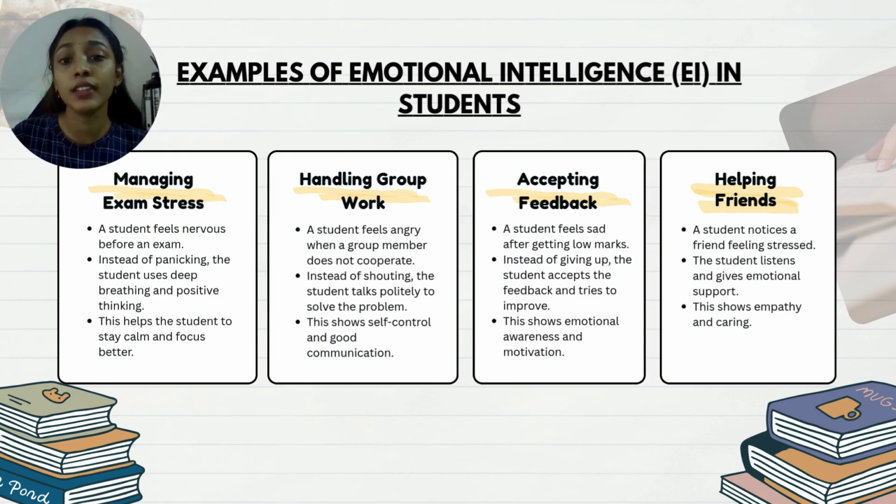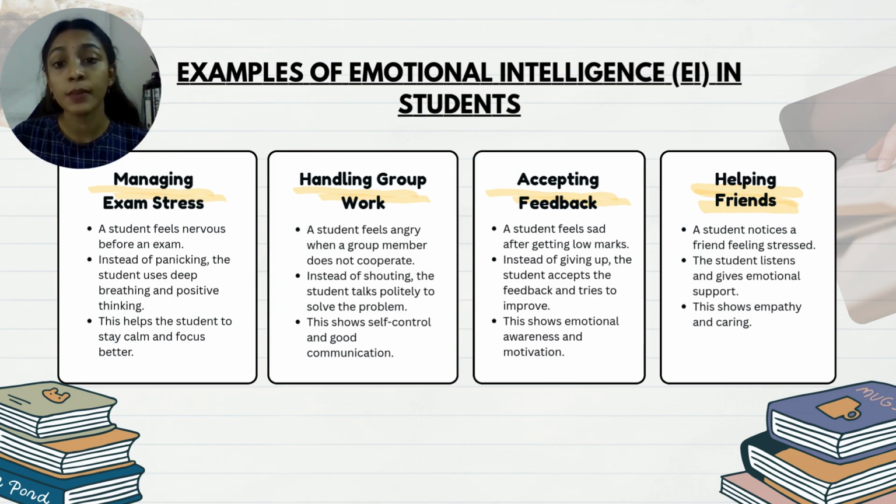So the second example is handling group work. Sometimes group members do not cooperate when we do group discussions, and it can make us very angry. So instead of shouting, a student with emotional intelligence will control their emotions and communicate politely to solve their problems. This shows self-control and good communication skills.